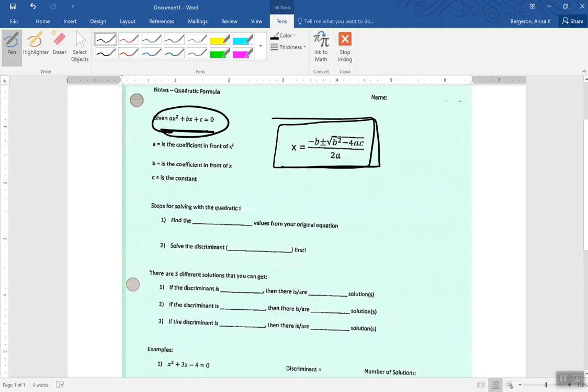And this here is our quadratic formula. This is an important formula to know. We're going to use it a lot in this class. You're going to use it a lot in geometry and in most of your math classes from here on out. So it's a really great formula to know.